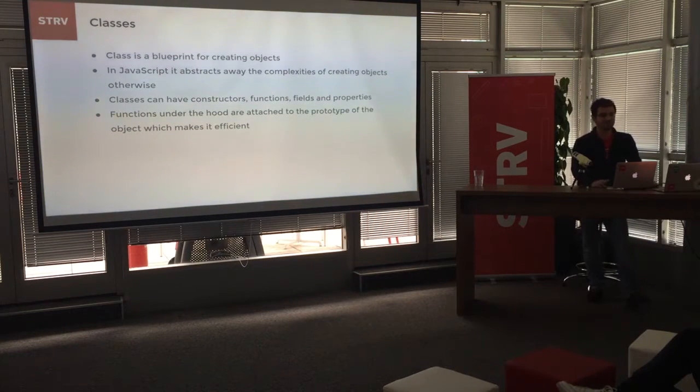Okay, good. So, you're already familiar with classes, but if somebody is not familiar with classes, this is the shortest definition in the world. It's a blueprint for creating objects. And even though there were objects before in JavaScript, the classes provide a nicer looking syntax for creating those. And basically, as it says on the slide, it abstracts away the complexities of creating objects otherwise, so in the past. And classes can have constructor functions, methods, fields, and properties. And let's just dive into an example.